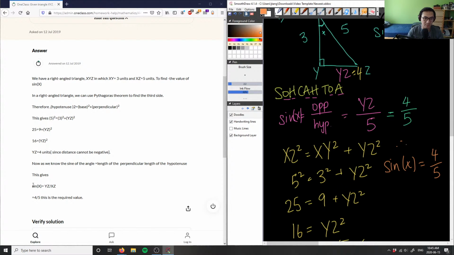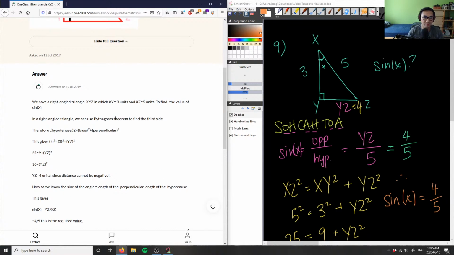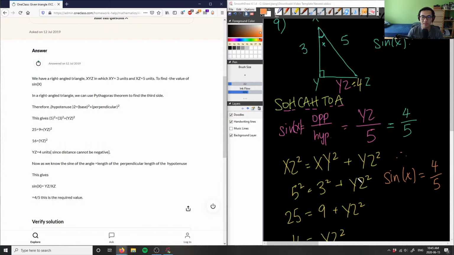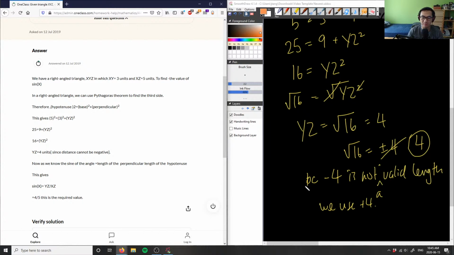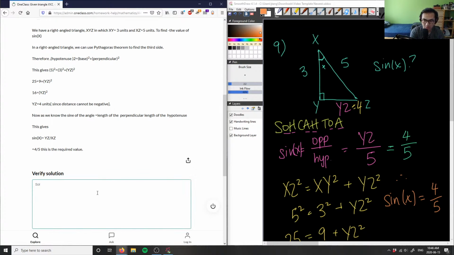So again, as you can see, sine x is equal to yz over xz, which is the hypotenuse. I wrote this as a hypotenuse, which is fine, but it's again the same value, right? 4 over 5 is the required value. So the solution here is correct. I like what they did here as well, because yz is equal to 4 units, since distance cannot be negative, right? Since negative 4 is not a valid length, you only take the positive value 4. So the solution here is correct.